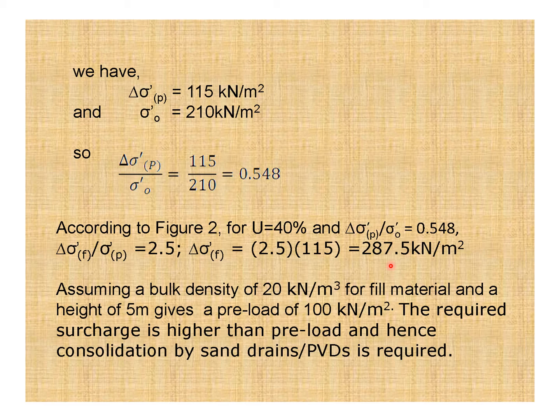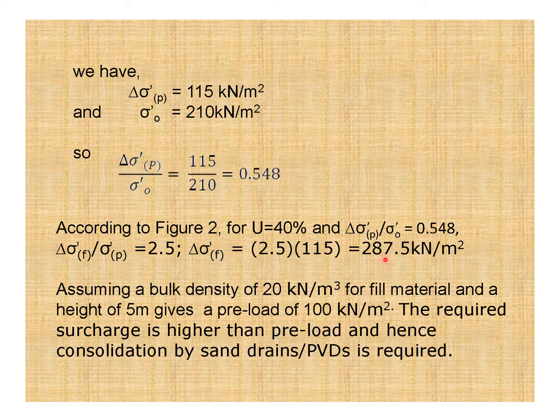And keep this in mind that when we are considering this delta sigma dash F, this is basically total surcharge minus proposed structural load per unit area. So I will repeat, this is the total surcharge minus proposed structural load per unit area, and that is coming this much. So assuming a bulk density of 20 kilonewton per cubic meter for fill material and a height of 5 meter gives a preload of 100 kilonewton per square meter.